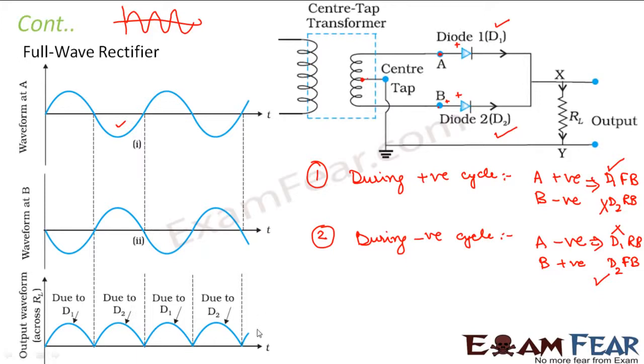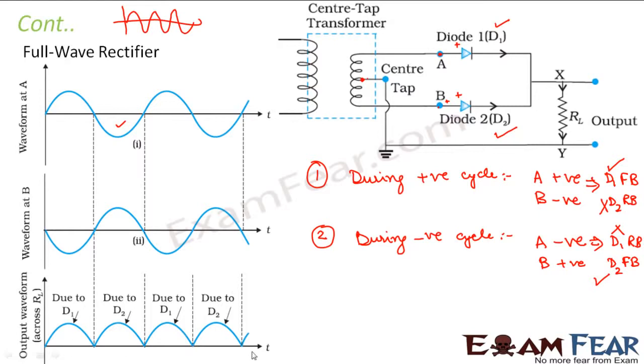So this process will keep continuing, and what do we get? We get a more efficient output, because in the half wave rectifier we were getting unidirectional output but not in every cycle, but now we are getting a unidirectional output in each and every cycle. So the efficiency of the full wave rectifier is better than that of the half wave rectifier.